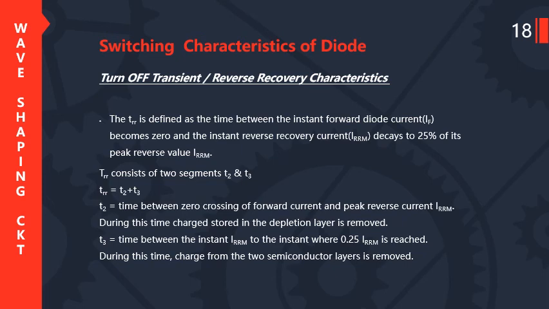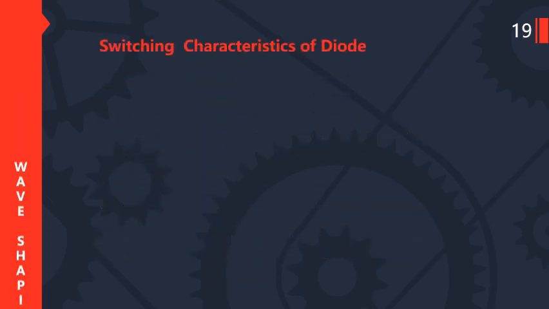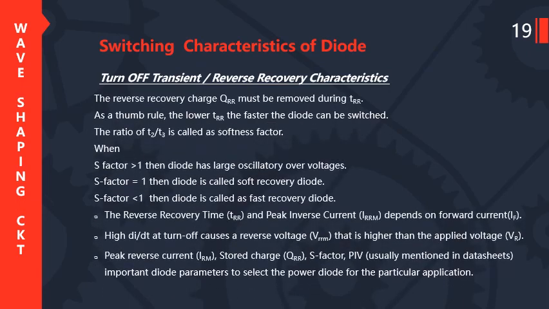T3, what is T3? T3 is the time between the instant of IRRM to the instant where 0.25 IRRM is reached. During this time, charge from the two semiconductor layers is removed. ये आपको T2, T3 कहाँ देखना है, कैरेक्टरिस्टिक से देखना है. तो हमारा रिवर्स रिकवरी टाइम क्या होता है, T2 प्लस T3. The reverse recovery charge QRR must be removed during TRR.